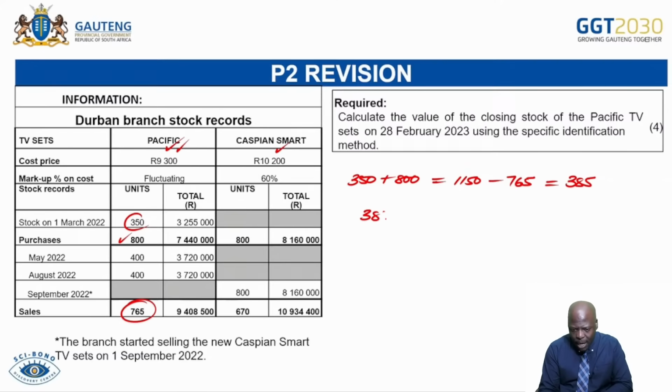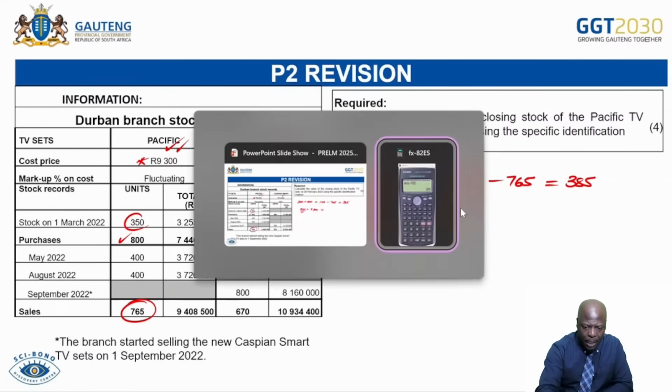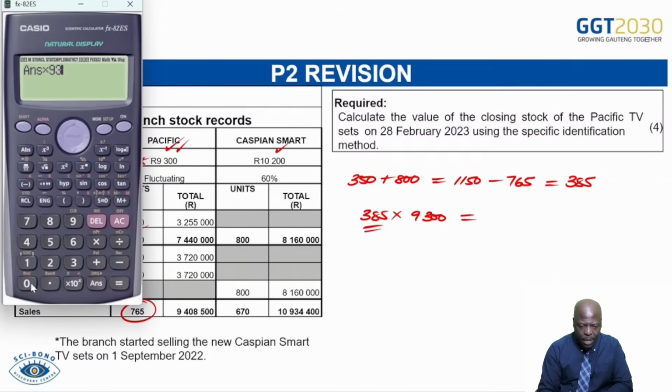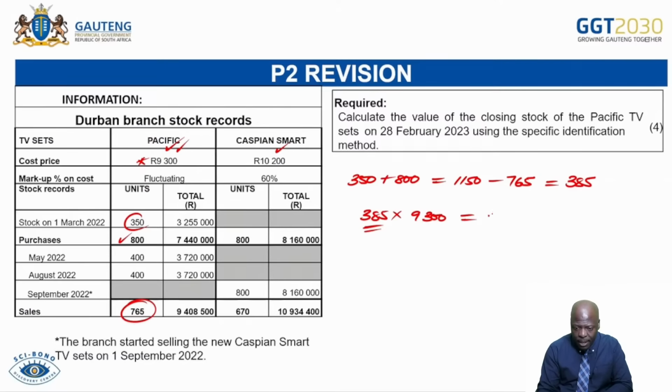So I'll then say my 385, I multiply that by my cost price. I now need my cost price. Remember, that is my number of units at the end. Then I need now my cost price, and my cost price is 9,300. So it's 385 multiplied by 9,300. And that's going to give me 3,580,500. That is what I end up with over here. So this is how you calculate the value of closing stock.